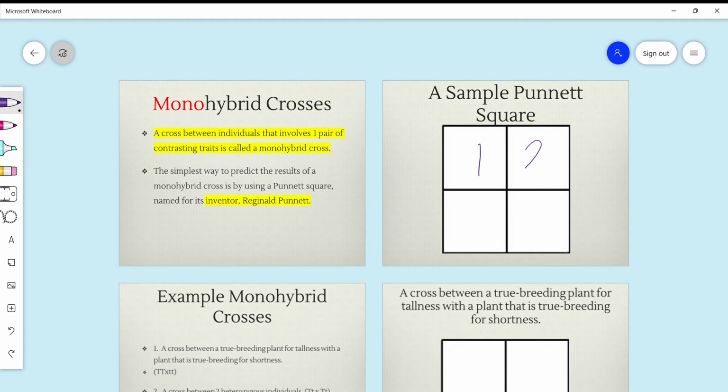Here is an example of a Punnett square. It has 1, 2, 3, 4 squares. Each square is 25%, in this case equaling 100%.